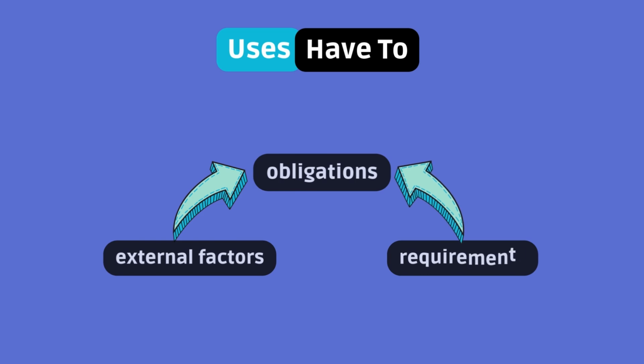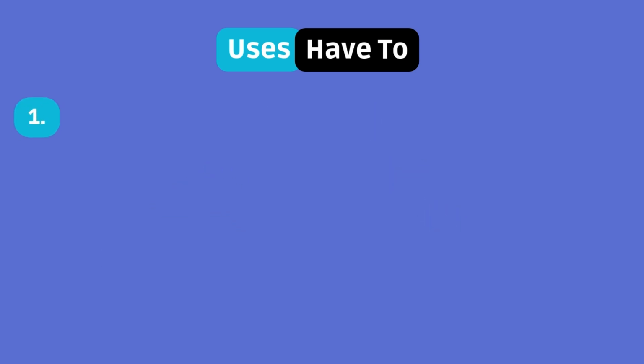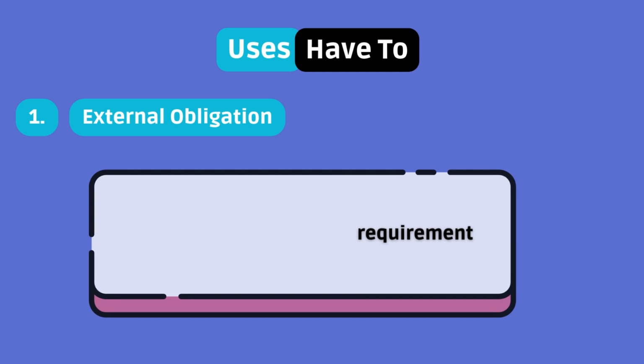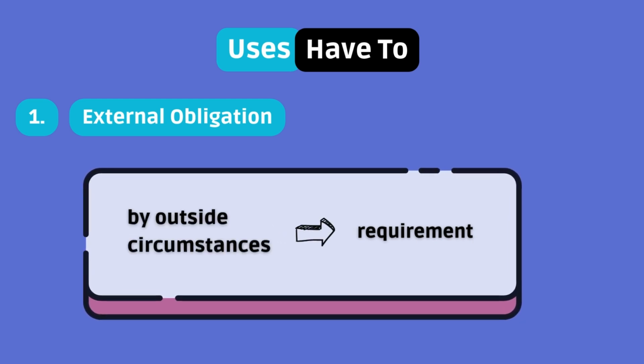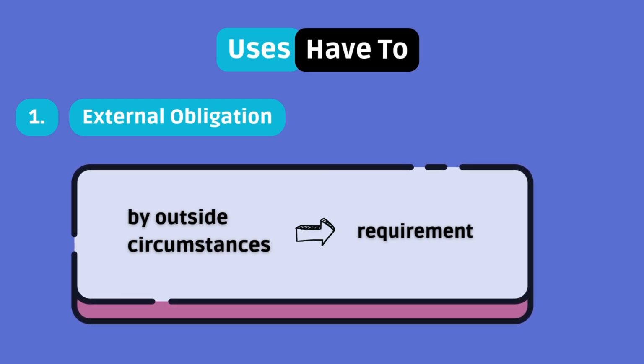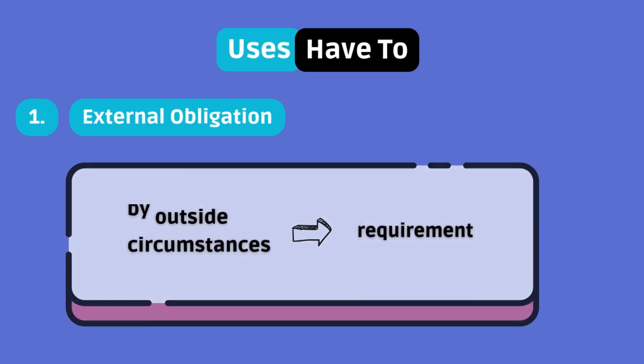It's used to express obligations imposed by external factors or requirements, as opposed to must, which focuses on personal obligations. Furthermore, unlike must, have to can be used in all tenses. Let's break it down. External obligation. Have to indicates a requirement often set by outside circumstances. It's very similar in meaning to must, but the obligation is set by others.